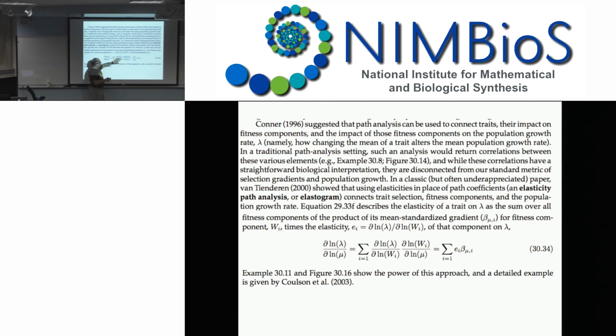This is the elasticity of fitness component I on the overall growth rate. This is the elasticity of our focal trait on fitness component I. So by summing up over those, I can ask for the total impact, and that'll basically tell me which parts of life history, which traits most impact that.